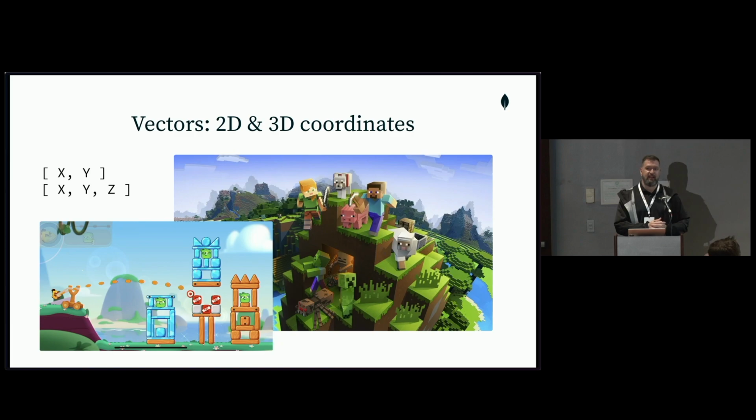Another example is in games. 2D and 3D coordinates are used to locate objects in the game world. They're also used for proximity and collision detection. And so this same kind of math is used in vector search to find the similarity between different vectors.